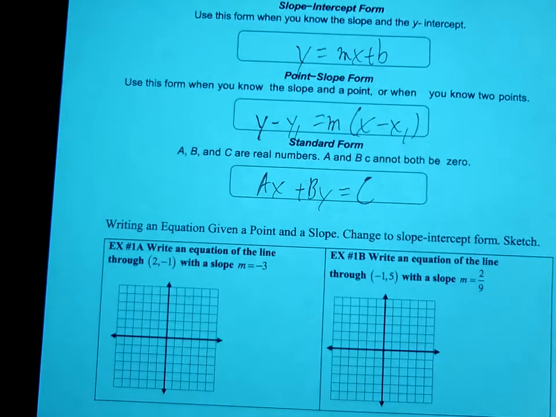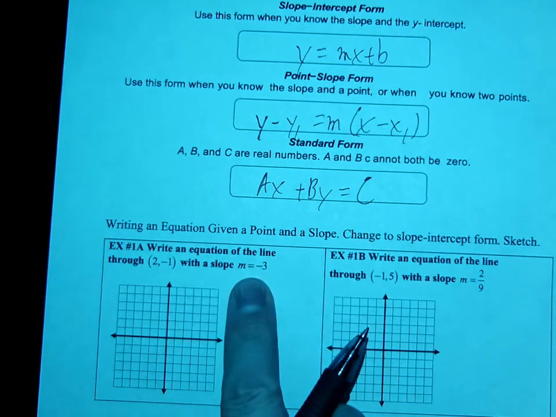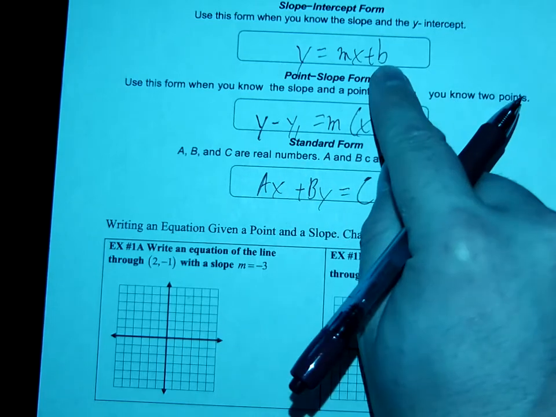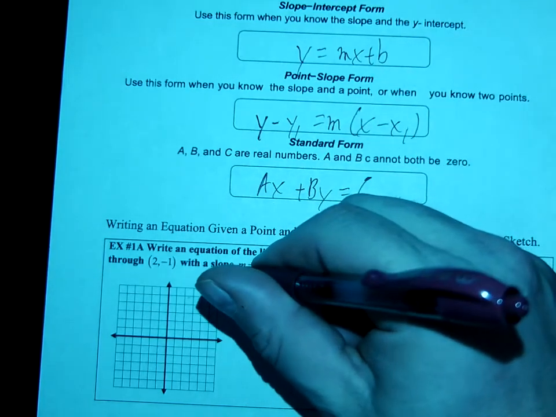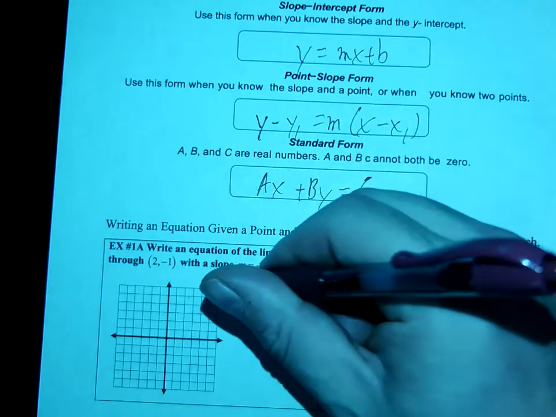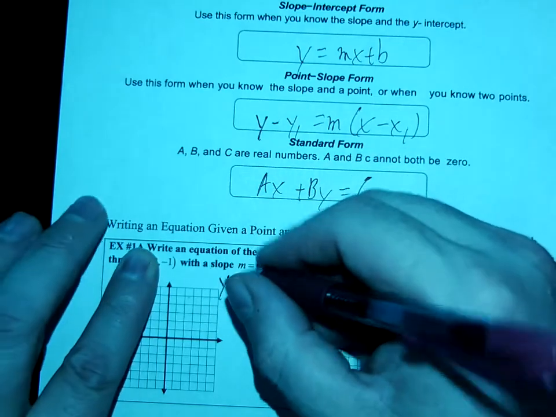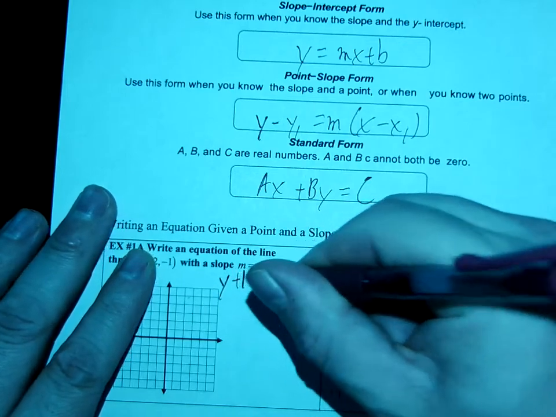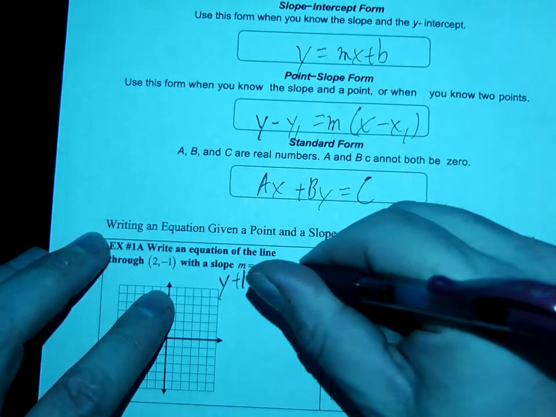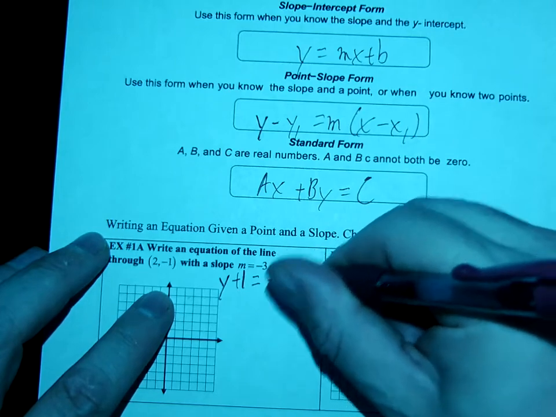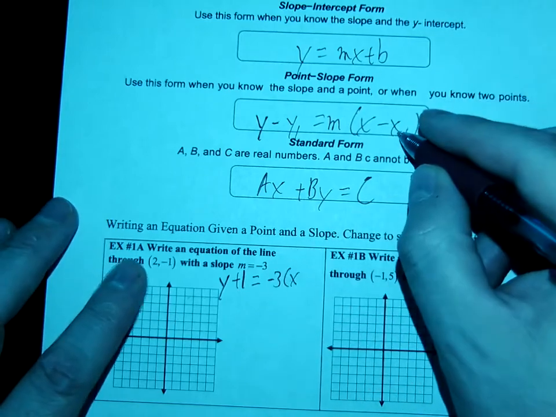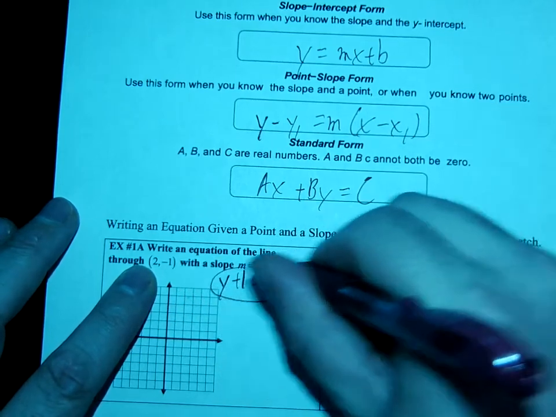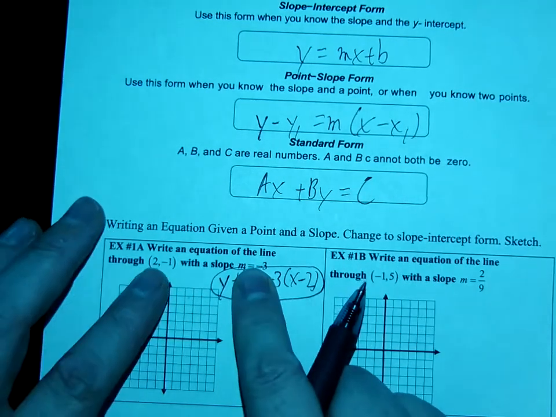Anyhow, so here it says write the equation with a slope and a point. I'm going to write the equation in point slope form. There's no need to make this into slope intercept form. So let's start off with the variable y minus the y value. So y and an opposite of the y value, so y plus 1 equals negative 3 times the quantity x minus 2. So again, I chose point slope form here because that's what I was given. I was given a slope and a point.